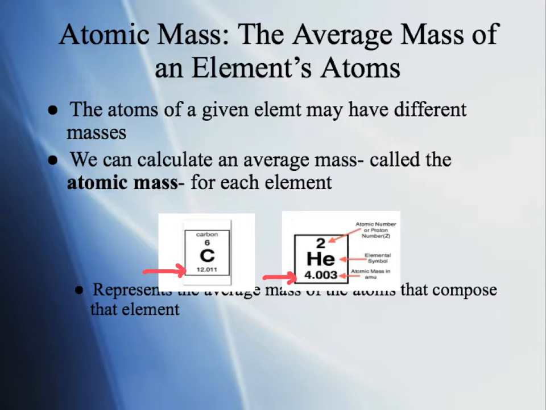So we can calculate the average mass, which is called the atomic mass, for each element. This represents the average mass of the atoms that compose that element. So it's the average mass of all the isotopes of that element. If we take the average, we will get that number on the periodic table.